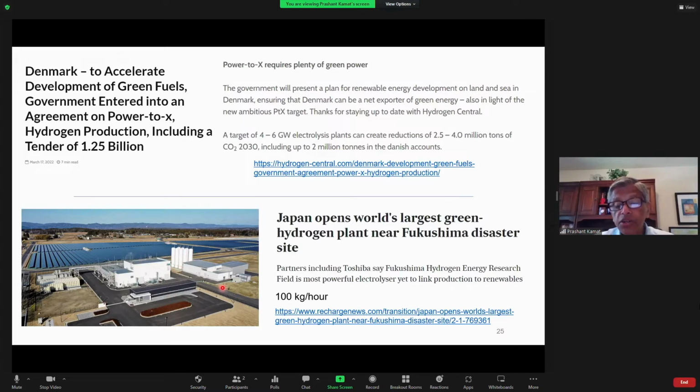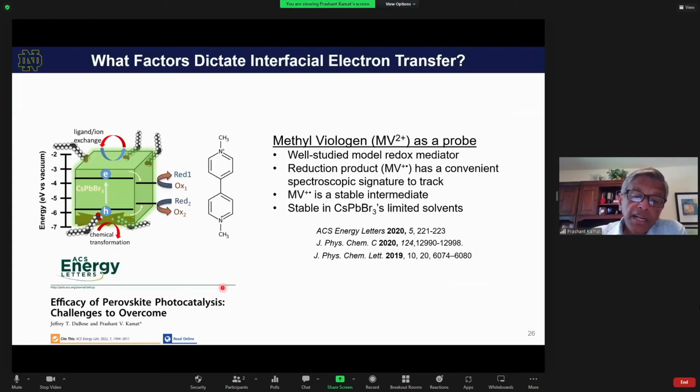And hydrogen is not only a good fuel, but also a good reducing agent. If industries can use this hydrogen as a reducing agent, it can save a lot of carbon footprint. So just to give you an idea, to probe this directly, hydrogen production on a semiconductor surface is pretty difficult. So we use probe molecules like methyl viologen, which is the first step in the electron transfer process to generate the methyl viologen radical. Again, a recent perspective summarizes all the perovskite photocatalysis.